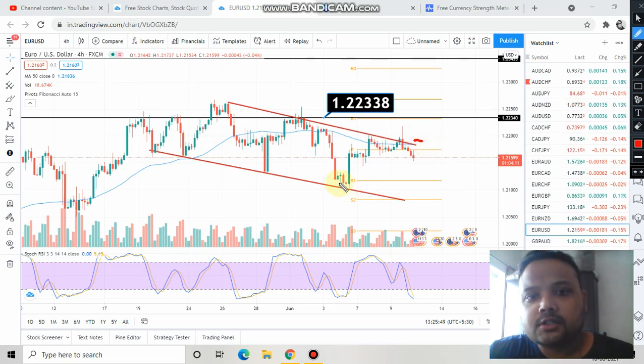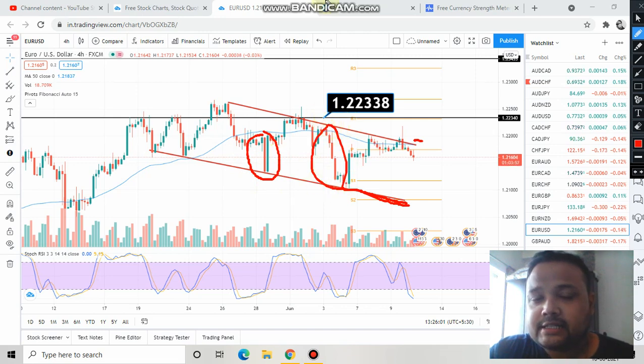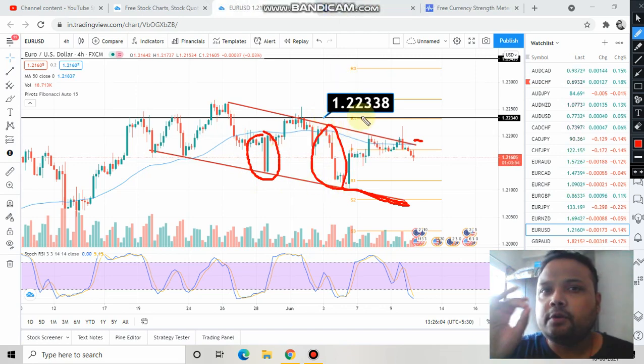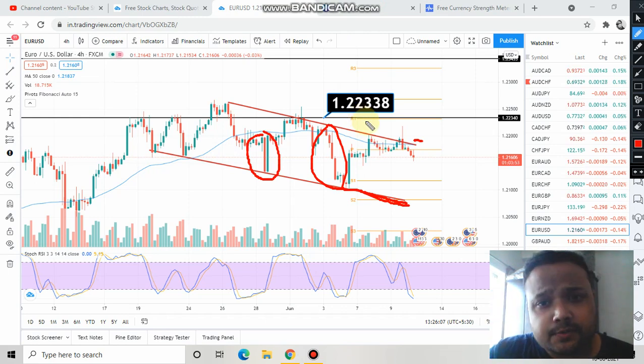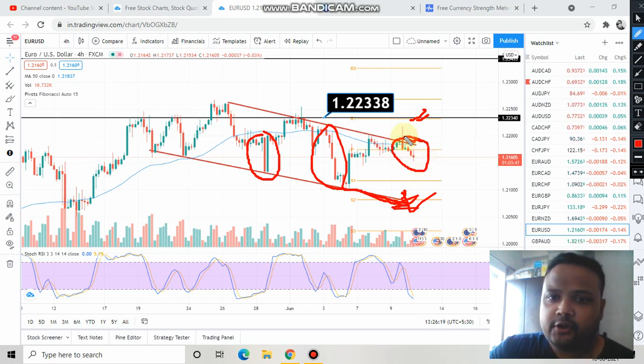Otherwise this level also looks very good to me, because the market is following this trend line, and whenever the market has witnessed big selling pressure, this level provided the support. Therefore there is a good possibility that if the market comes down to this particular support level, it will get support and bounce. So I'll wait for this particular level and this level. If you want to trade at this level, you are free to trade. It totally depends on you.